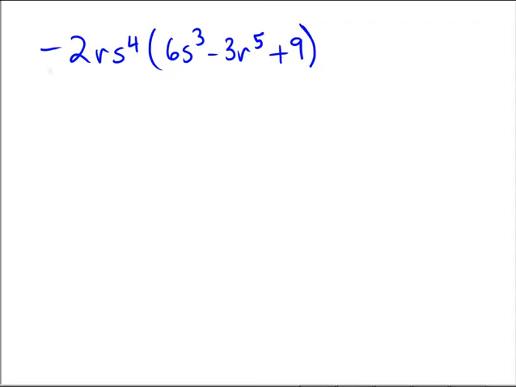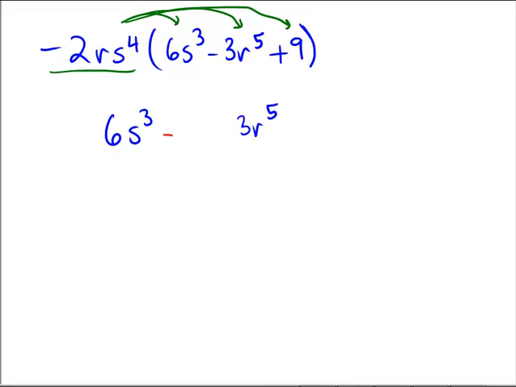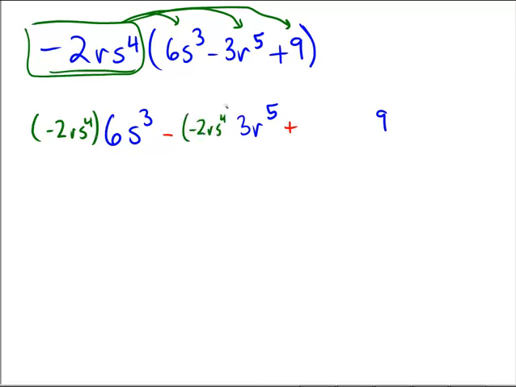So this time, this is the piece that's going to be distributed, and it's going to be distributed 3 times this time. So I have a 6s cubed, I have a subtraction, and a 3r to the fifth, and I have a plus with a number 9. What's the piece that's being distributed? Well, it's a negative 2rs to the fourth in each case. So I have negative 2rs to the fourth, negative 2rs to the fourth.